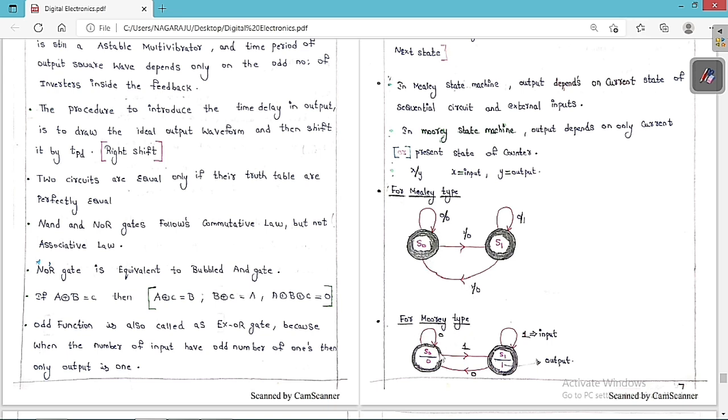For a Moore type, you can see clearly, suppose S0 is a state. For 0 input, it stays in the same state with an output always equal to 0. Suppose you give an input of 1, it goes to a new state with an output of 1. Whereas if you give an input of 1, it stays in the same state with an output of 1. If you give an input of 0, it goes to the old state with an output of 0. So we can say clearly that in a Mealy state machine, the output depends upon the current state of the machine and also the external input, whereas here the output depends only on the current state of the machine. These are things you always have to keep in mind.